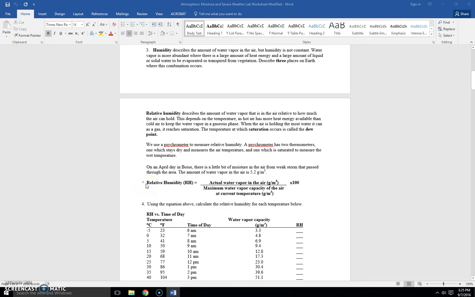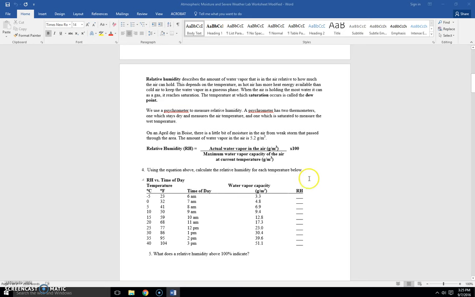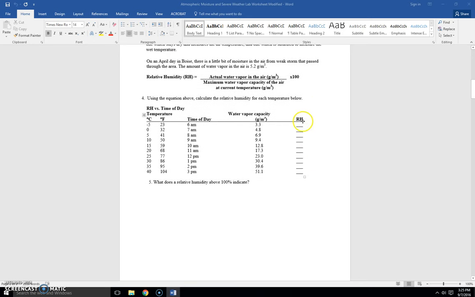And remember from lecture, relative humidity is the actual water vapor in the air divided by the maximum water vapor it can hold, then times it by 100 to get the percent. And so it walks you through how to calculate relative humidity for different temperatures.